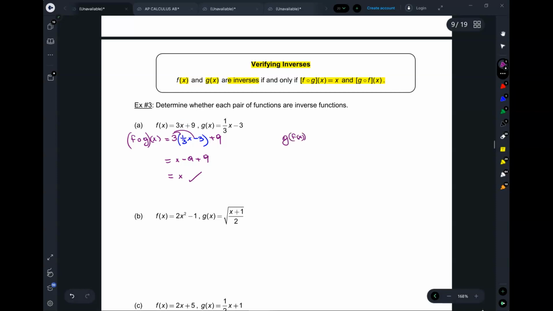Now I want to find g of f of x. Sorry, I was using the other notation. I forgot. G of f of x. This time I want to put f inside of g, the other way around.